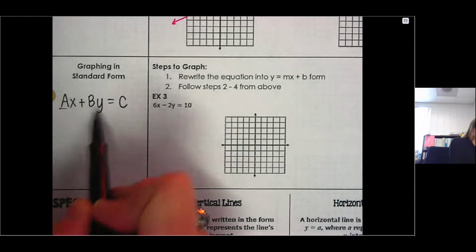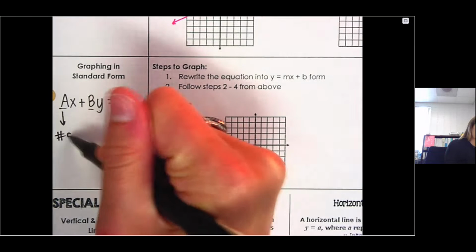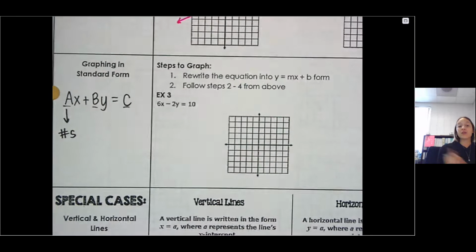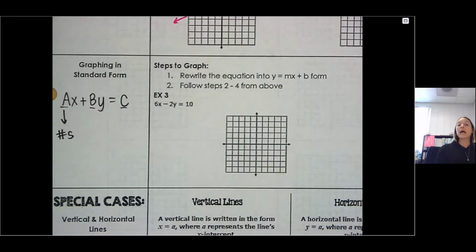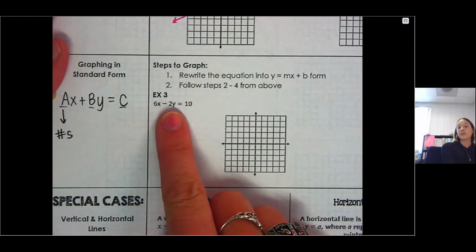So A, B, and C are just constants, is another way you can say it, but these are numbers. So essentially, yes, it's like what you just said. It's not solved for you. So what I need to do is rewrite the equation before I try to graph it, because right now, this is not in the right form. I don't know where to graph this picture.